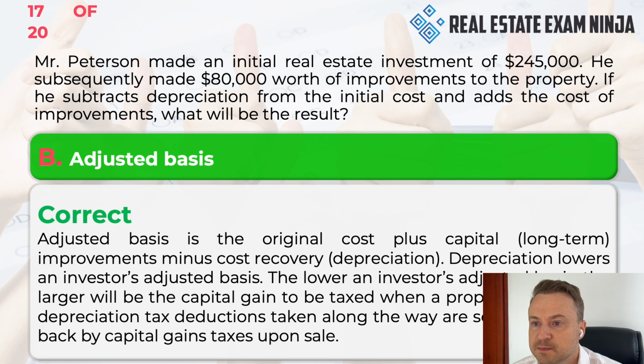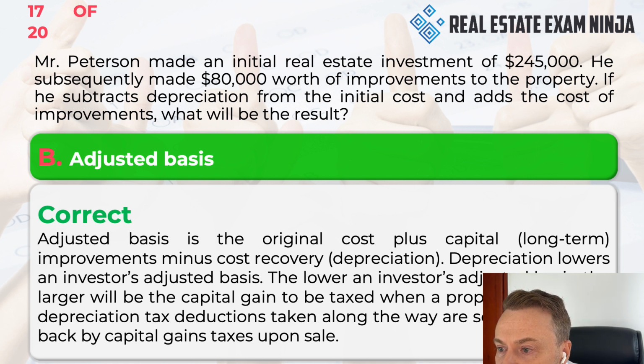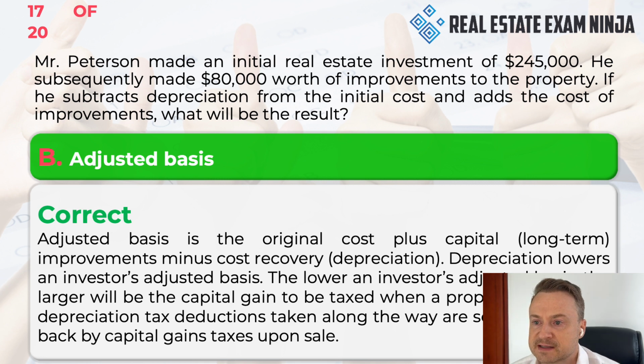Let me read this last part. You can see the first sentence. The lower an investor's adjusted basis, the larger will be the capital gain to be taxed when a property is sold. The depreciation tax deductions taken along the way are somewhat taken back by capital gains tax upon the sale.